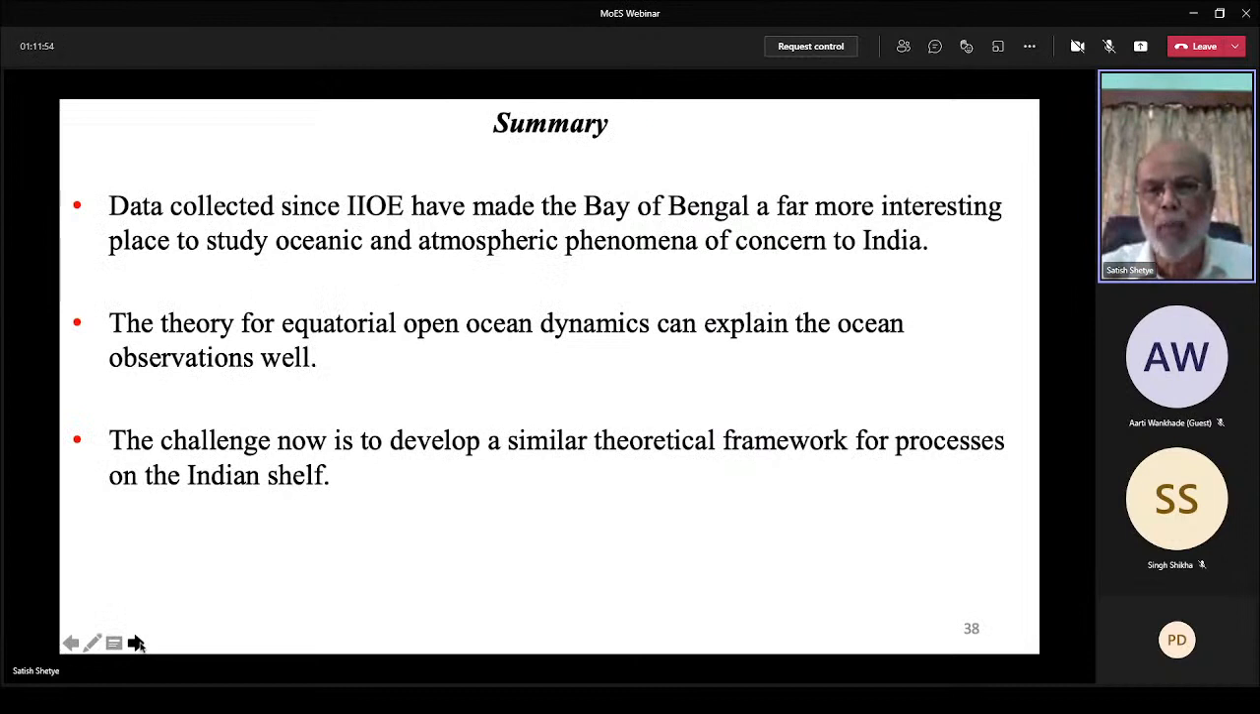I hope the statement which I made, that the Bay of Bengal is today more interesting than what it was during the IIOE days, when it was kind of backwaters of the Indian Ocean. The theory of equatorial open ocean dynamics can explain the observations well. The challenge today, however, is we need to develop a similar theoretical framework to understand the processes on the shelf, where a large fraction of our day-to-day activity is.